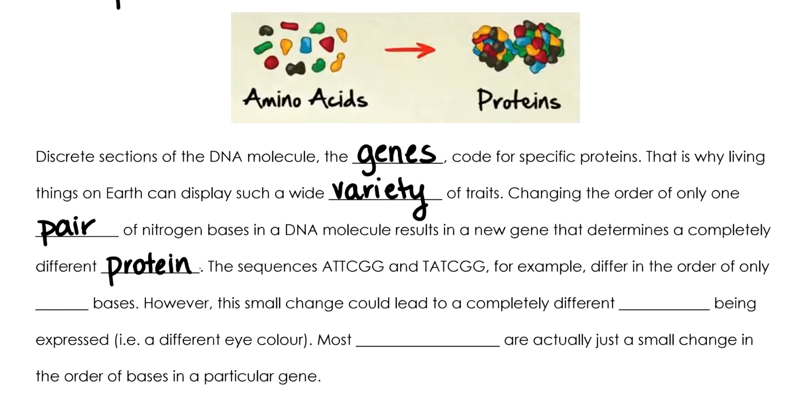For example, if we took the sequence ATT-CGG and we just switched the first two nitrogen bases so that now it goes TAT-CGG, this differs in the order of only two bases, but it could lead to such a significant change, a different trait being expressed, such as your eyes being blue instead of green. In fact, most mutations are actually just a small change in the order of nitrogen bases in your gene that leads to a different protein being produced than what was perhaps intended.